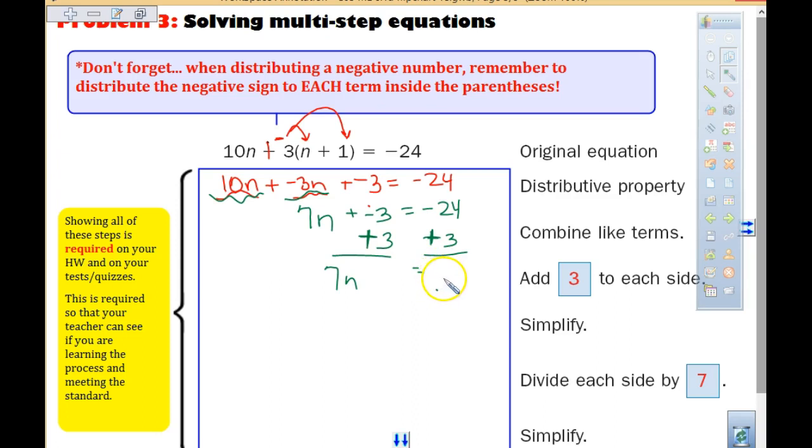So, for an answer, Amy, what'd you get? Negative 21. And we're going to divide both sides by 7 to finish the problem. Okay? So when we divide by 7 and we're simplifying, we then say n equals negative 3.